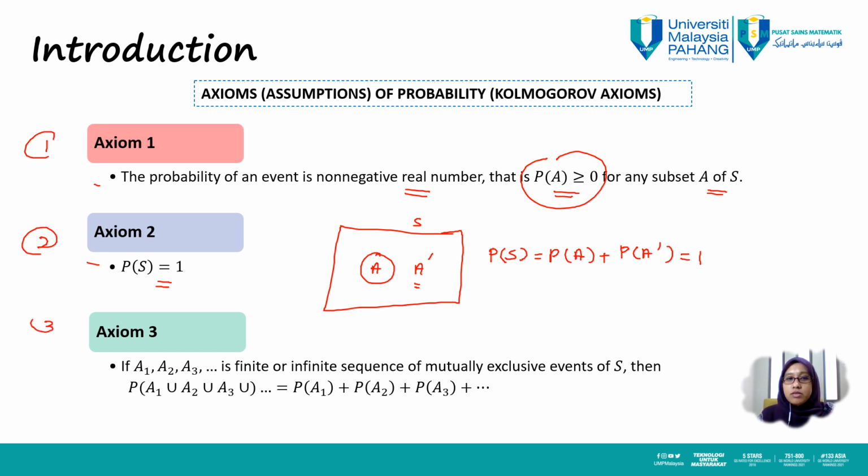For axiom number 3, if A1, A2, A3 until AN is a finite or infinite sequence of mutually exclusive events, then the probability of A1 union A2 until AN is equal to the probability of A1 plus the probability of A2 plus the probability of A3 until the probability of AN. So here, what is mutually exclusive?